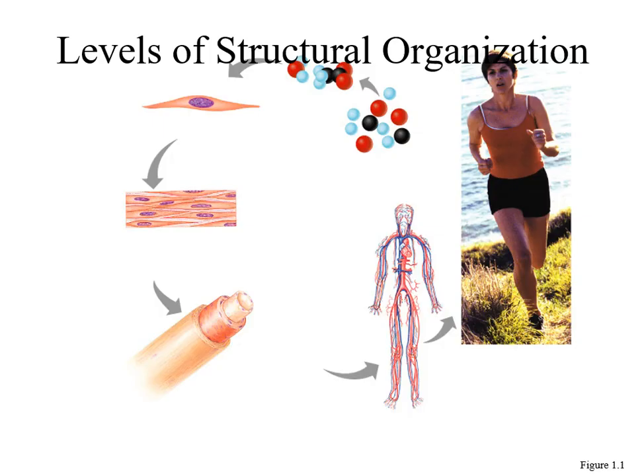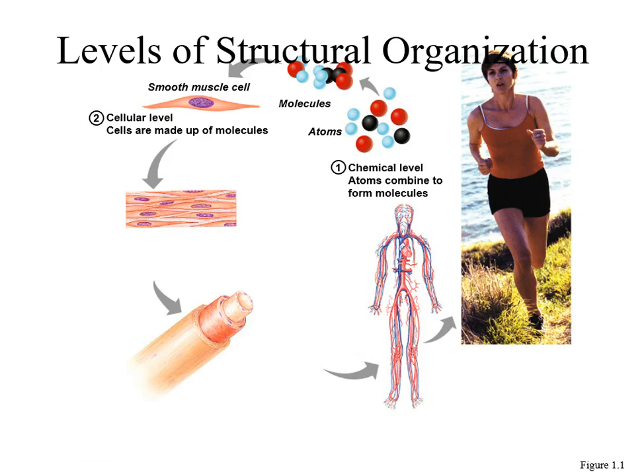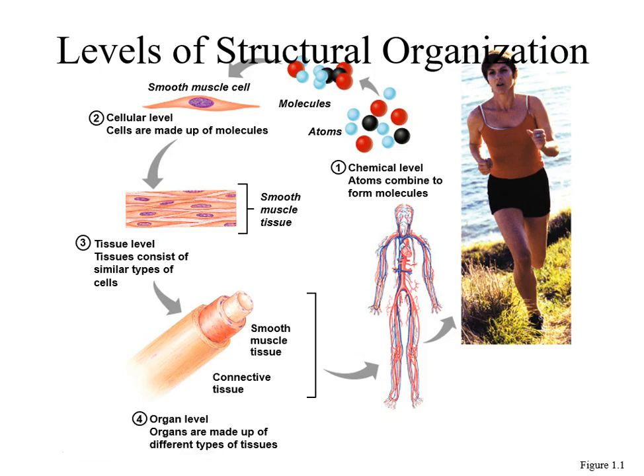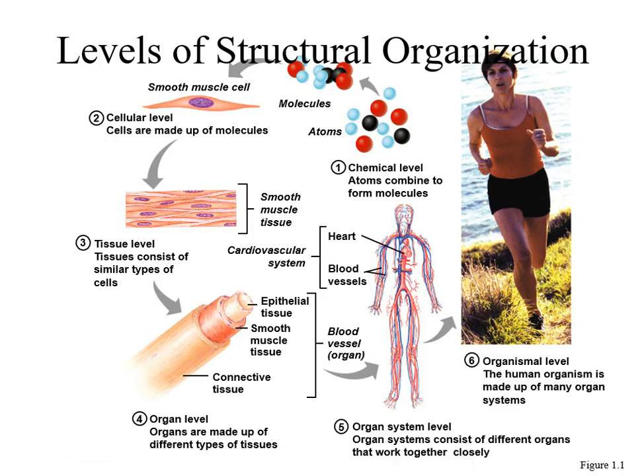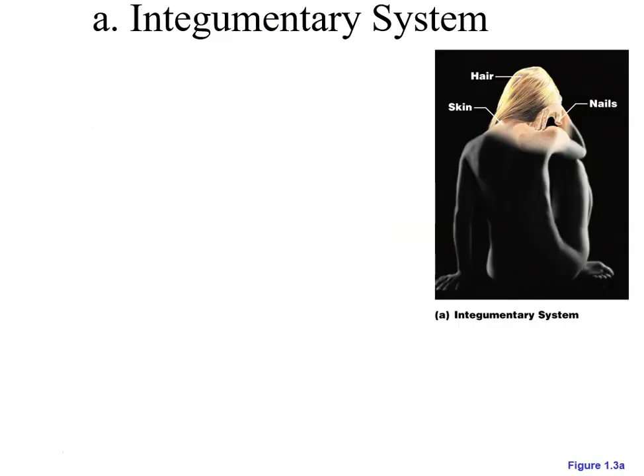So now you do it. The smallest level of structural organization, chemicals. Chemicals go together to be the basic unit of life, cells. Cells go together to be tissues. Tissues go together to be organs. Organs go together to be organ systems. And organ systems go together to be an organism. And in this class, we'll be talking about the human.